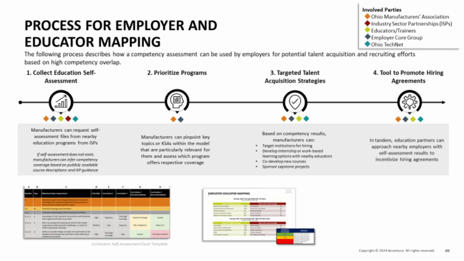Step 3 is the targeted talent acquisition strategies. So these are the kind of routes that a manufacturer can take upon completing an employer educator mapping. So they can target institutions for hiring, so making specific agreements perhaps with educators to streamline recruitment processes. They can develop hand-in-hand internship or work-based learning options with respective educators. They can work to co-develop new courses to better produce students that will fit their unique workforce needs, and additionally sponsoring capstone projects with those educators that most align with their workforce needs.